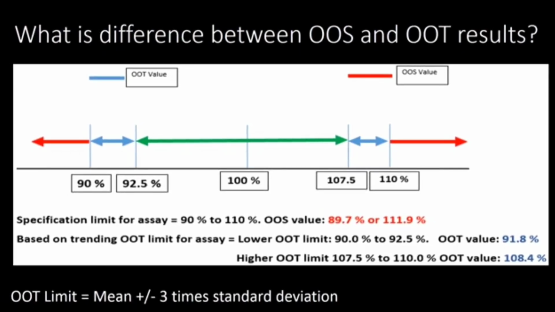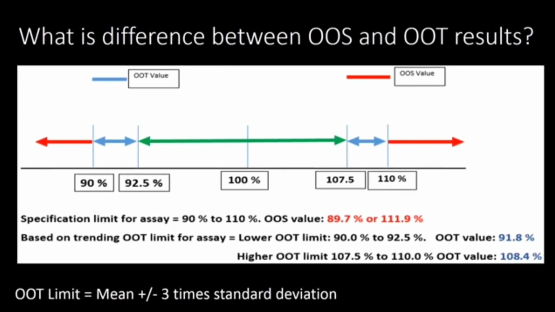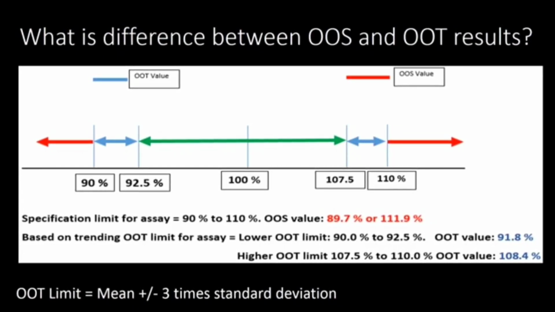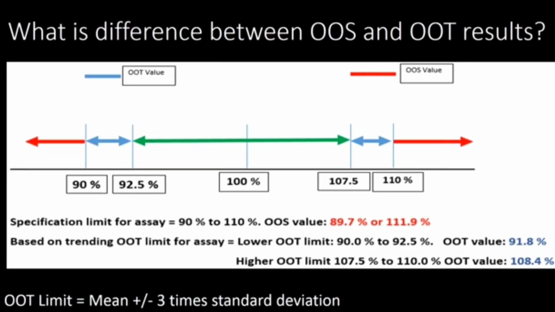Consider the specification limit for the assay is 90% to 110%, and based on the trending we have set the OT limit as lower OT limit 90% to 92.5% and higher OT limit as 107.5 to 110%.